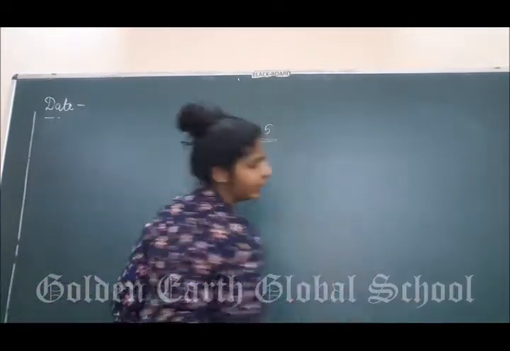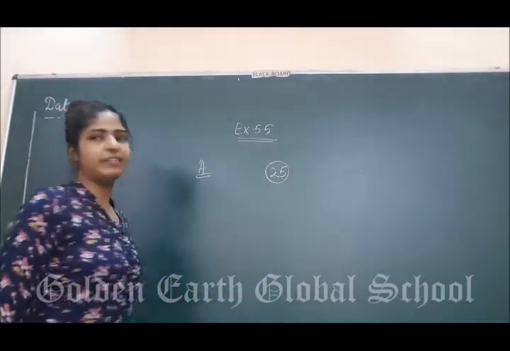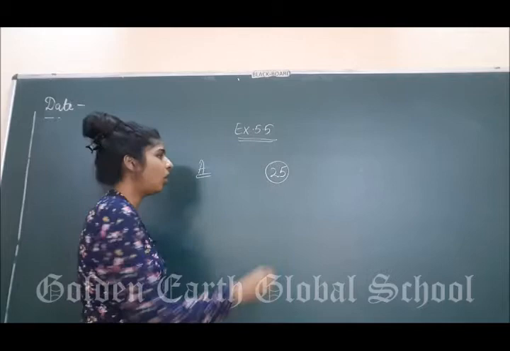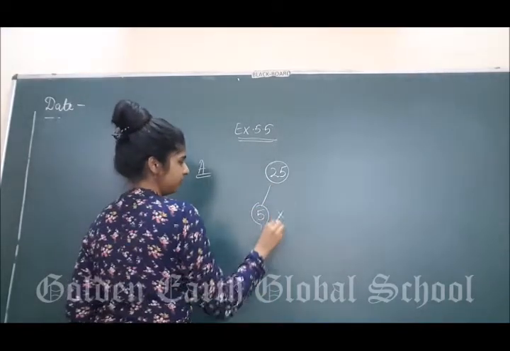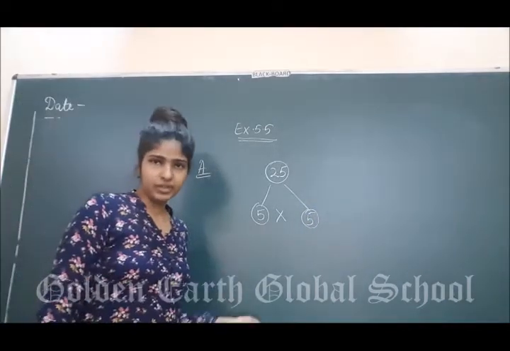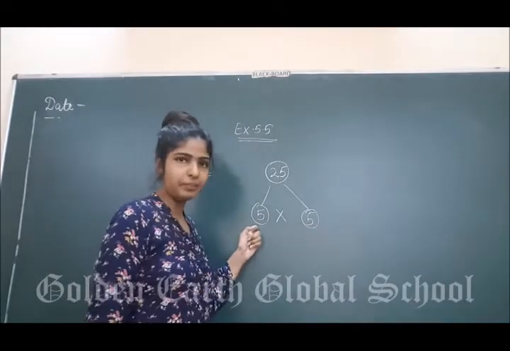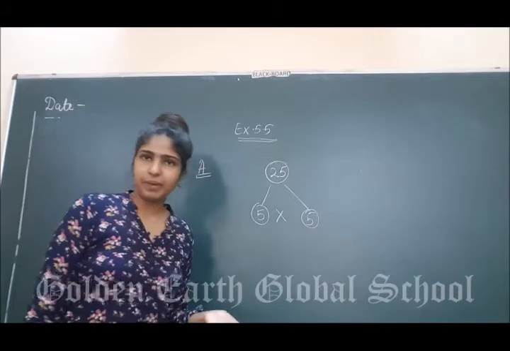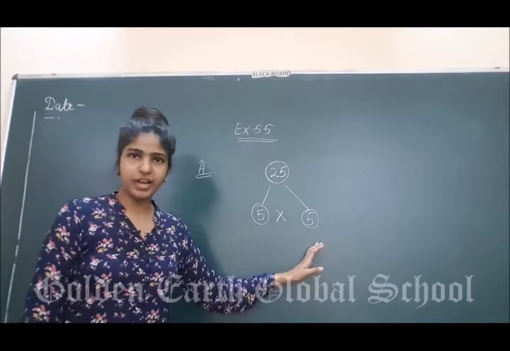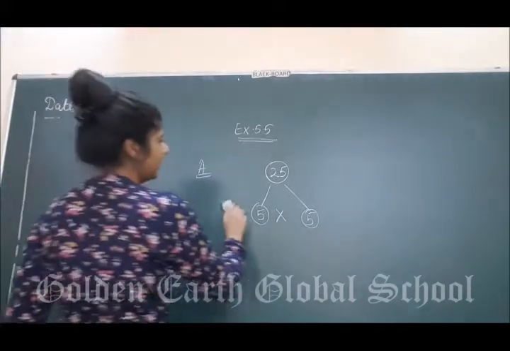Third part is 25. Now 25 is divisible on 2? No. On 3? No. On 4? No. On 5. 5 5s are 25. Now is there any need to differentiate? No, because these are prime numbers. 5 is also prime number and 5 is again a prime number. So no need to differentiate further. So this is the prime factorization of 25 is 5 multiply 5. Clear? Fourth part is 24.